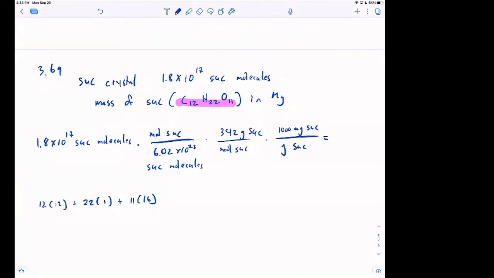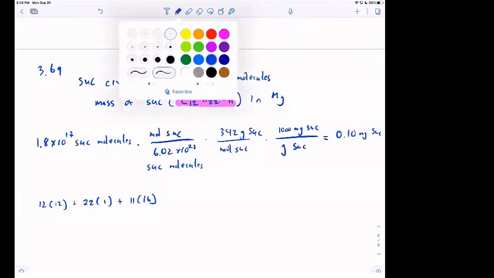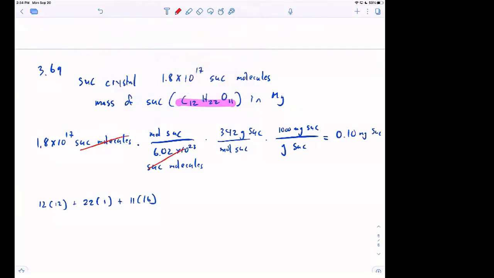Do you want to know the answer? It's 0.10 milligrams sucrose. The way you do this is dimensional analysis. I noticed that the units molecules cancel, the moles sucrose cancel, the grams sucrose cancel, and you get milligrams sucrose. So when you have the proper terms divide and cross cancel, the units cancel, and you get the proper answer. Any questions with this one?